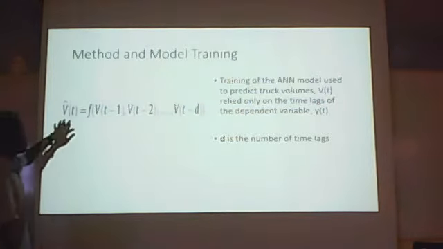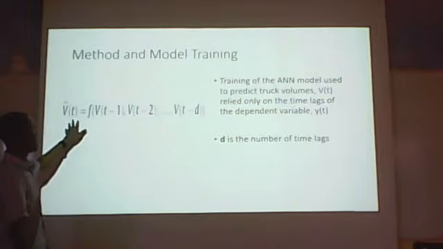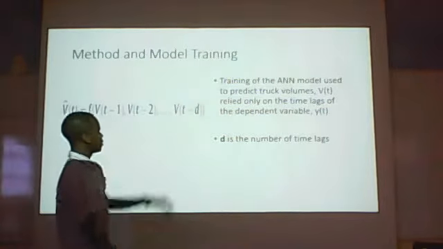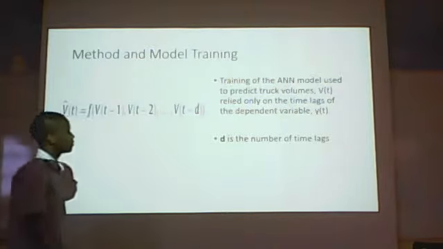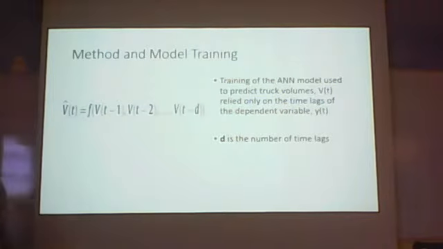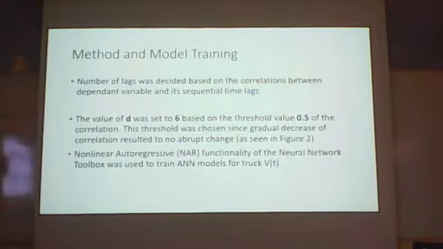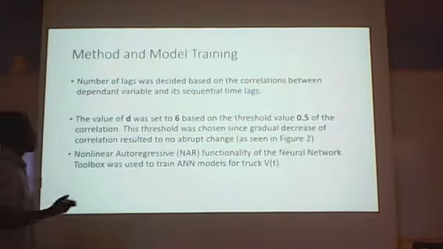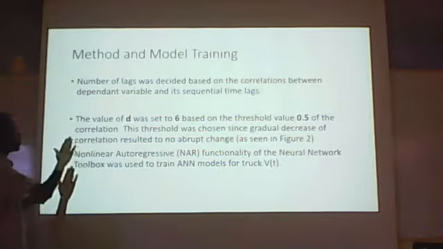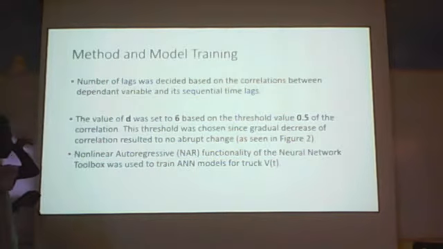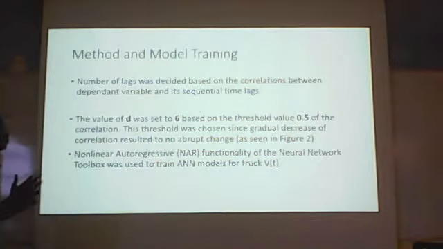As you can see, VT is the traffic volume, and these are the associated times with D being the kind of time runs. And they say that choosing this D was based on the threshold of the correlation quality. So the correlation between the dependent variable and its significant time runs was the key part to determine the number of time runs.